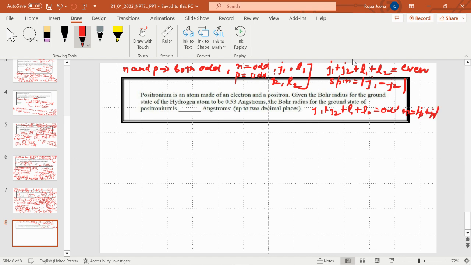And how will you define parity? Parity is a multiplicative quantity. So parity will be minus 1 raised to the power L1 plus L2.